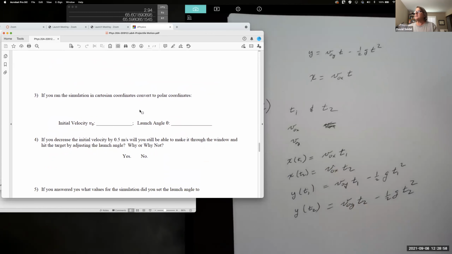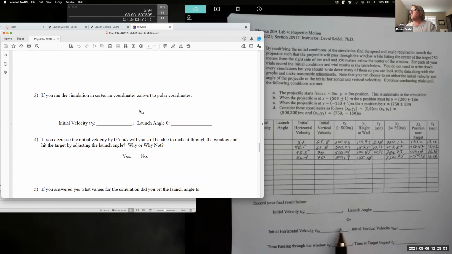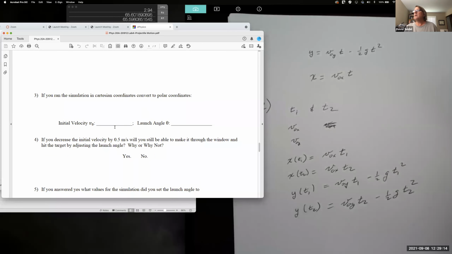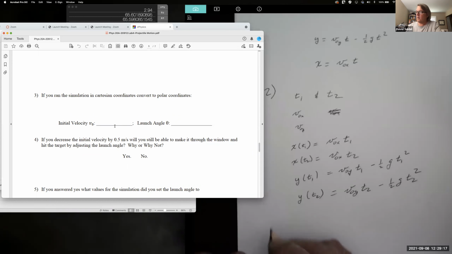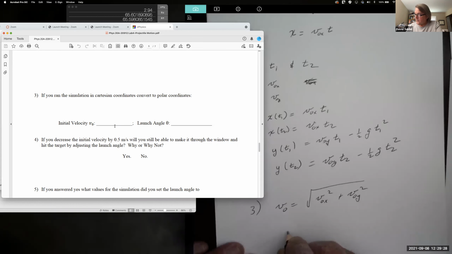If you ran this in Cartesian coordinates, which I expect you will, because I would expect you'll more or less just continue on with what we've done here, convert to velocity. Remember, V0 is just equal to the square root of V0x squared plus V0y squared. And theta is equal to the arctangent of V0y over V0x.